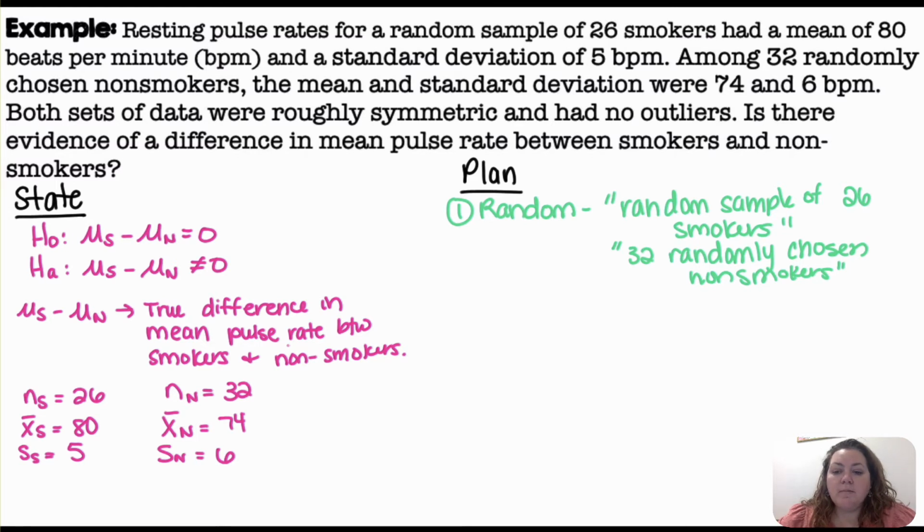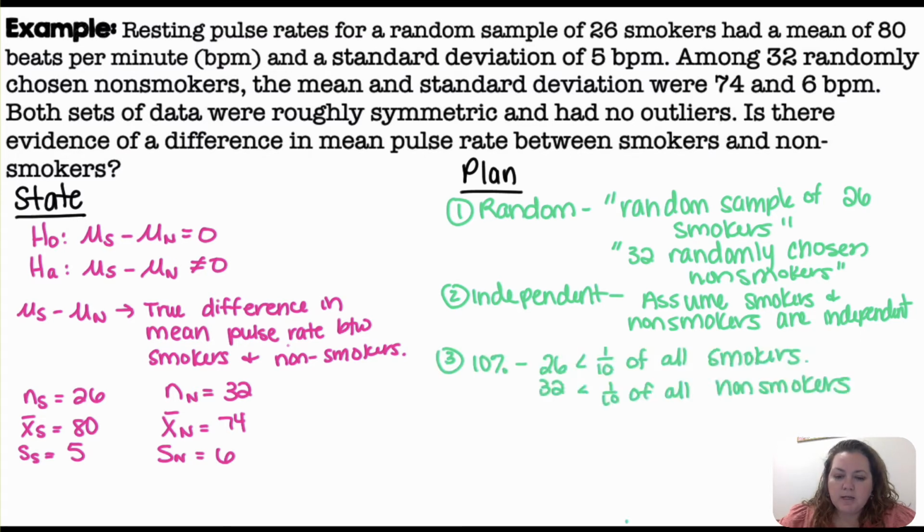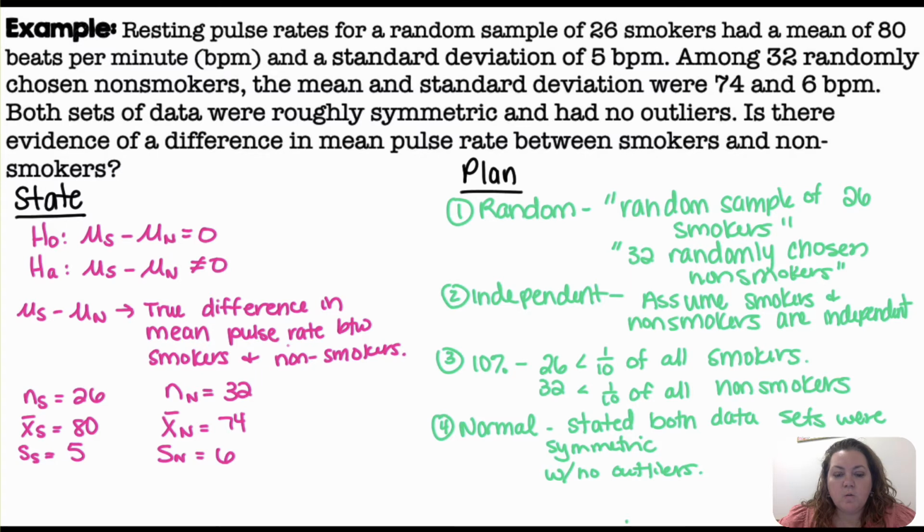Random sample of 26 smokers, and then 32 randomly chosen non-smokers, so that was stated. Independence: we're going to assume smokers and non-smokers are independent of each other. 10% condition: 26 is less than 1/10 of all smokers, and 32 is less than 1/10 of all non-smokers. If this was a random assignment, we could skip the 10% condition if there's a well-designed experiment.